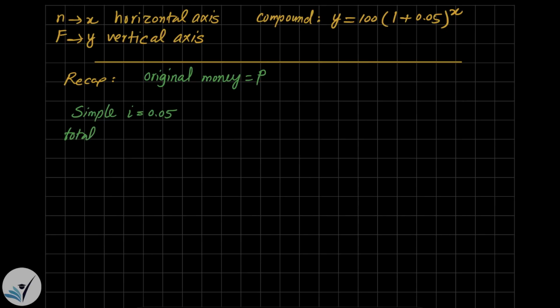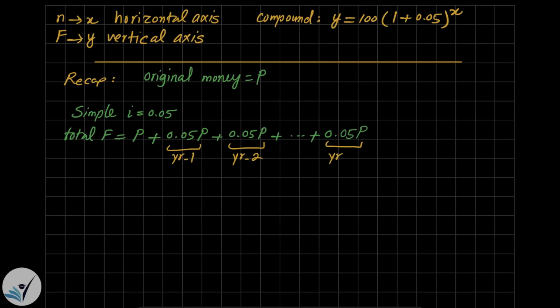So the total money in this case after 10 years was the original money plus all the interest added to the account, which was 0.05P after the first year. So this was the interest paid to the account after year one, and then another interest of 5% of P added to the account at the end of the second year. And this continues until year 10, that the account gets paid another 5% of P. So this is the interest paid to the account at the end of year 10. So if we simplify this equation, we would get P plus 10 times 0.05 times P. And then if we further simplify this, we would get P times 1 plus 10 times 0.05.